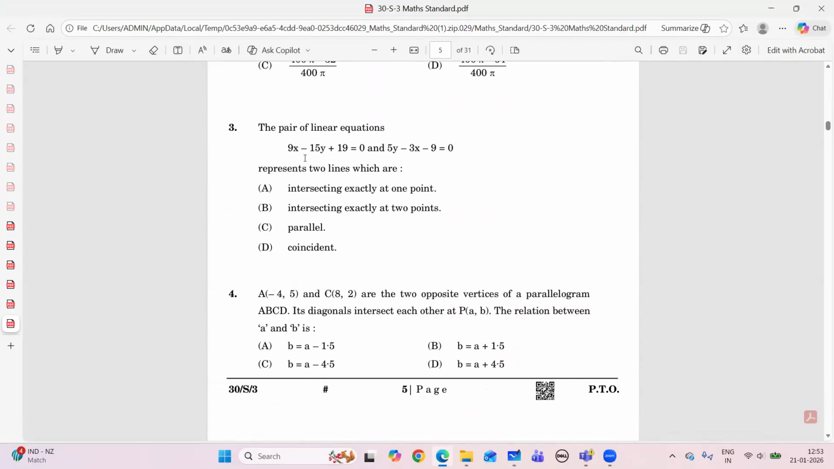But here, a1 is 9, a2 is minus 3, so 9 by minus 3 is minus 3. And b1 by b2 is minus 15 by 5, that is minus 3. So a1 by a2 is equal to b1 by b2. And c1 by c2 is 19 by minus 9, so this is not an integer. That's how you have a1 by a2 equal to b1 by b2 and not equal to c1 by c2. That gives you that they are parallel. Let us look at the next question.